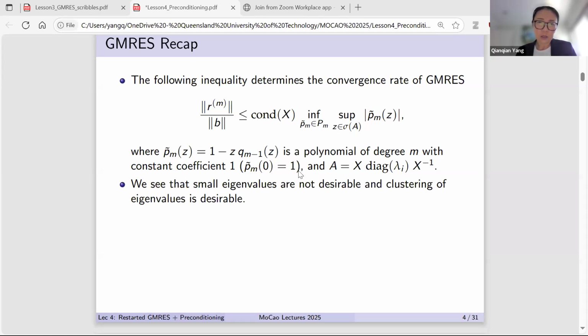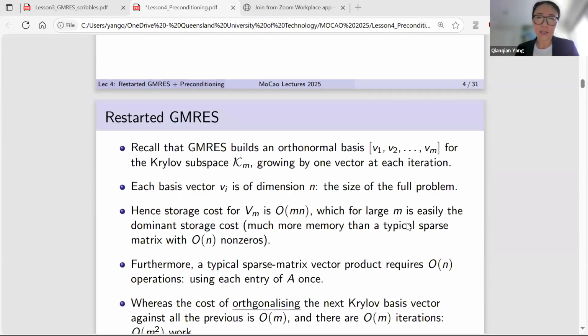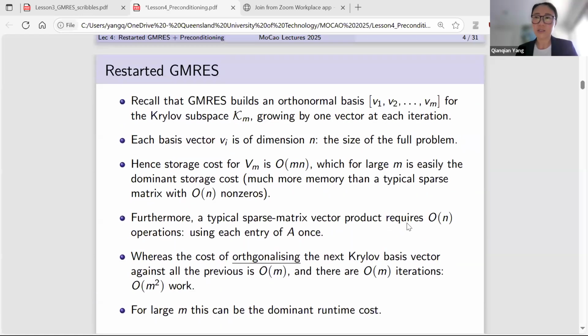We also did a few examples where we saw that we don't like small eigenvalues, especially those on either side of the origin, and we like clustering of eigenvalues. But you might ask, if I have my Ax = b, that's my problem. I can't just shift and change my eigenvalues, I can't just shift the origin. But there are ways. Later on we will talk about preconditioning to achieve a similar effect.